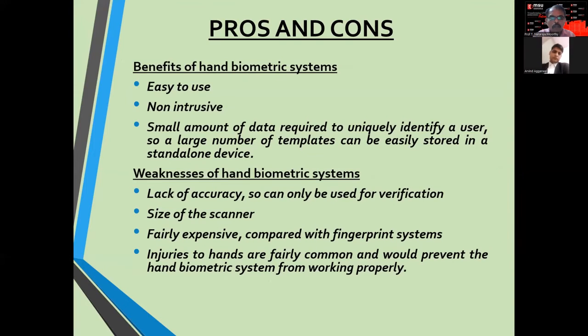Pros and cons. Benefits include easy to use, non-intrusive, a small amount of data required to uniquely identify a user, and a large number of templates can be easily stored in a standalone device. Weaknesses include lack of accuracy, so it can only be used for verification. Size of the scanner, fairly expensive compared to fingerprint systems. Injuries to hands are fairly common and would prevent the hand biometric system from working properly.